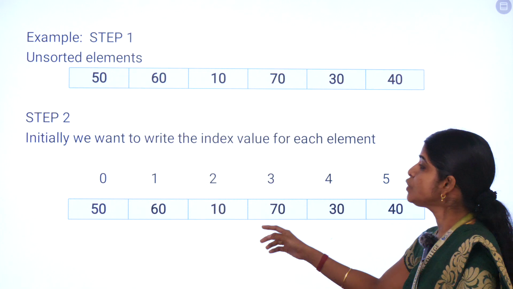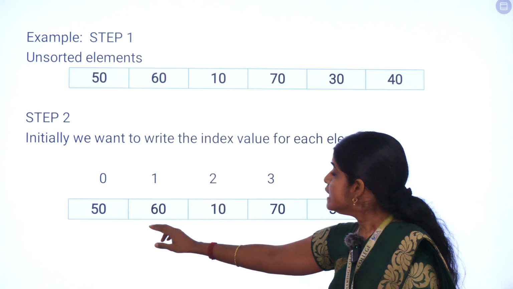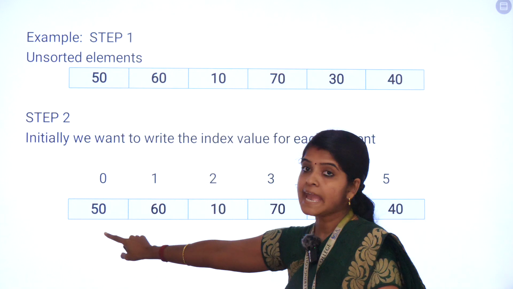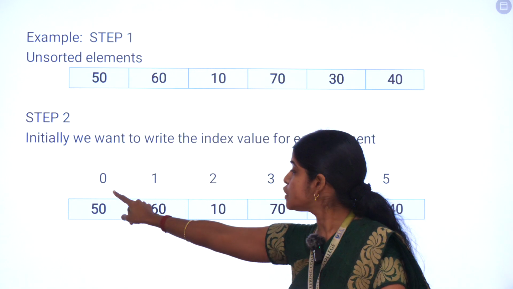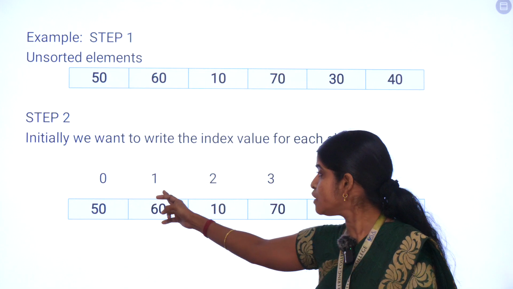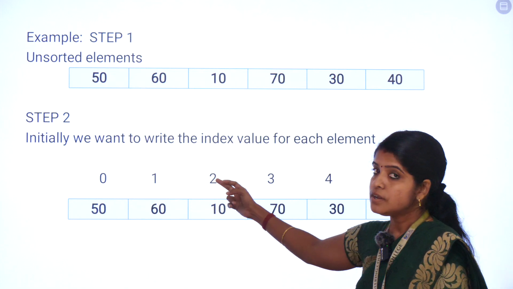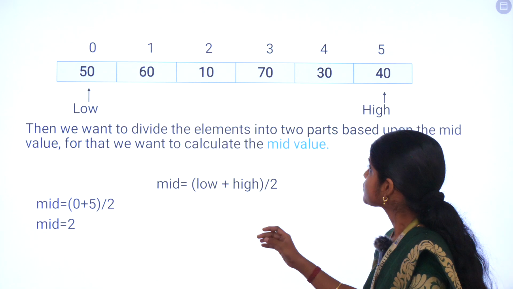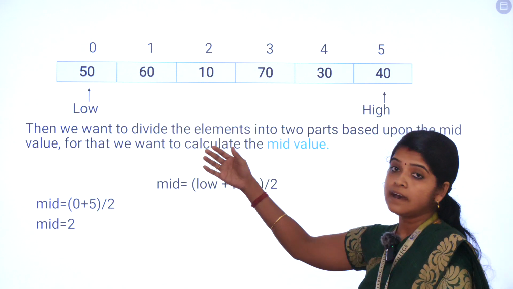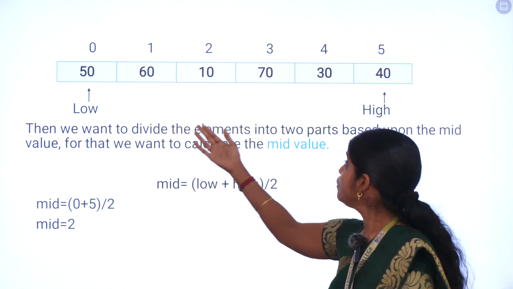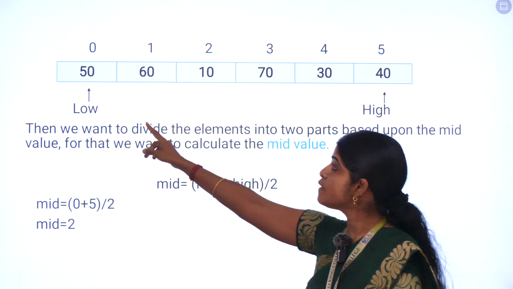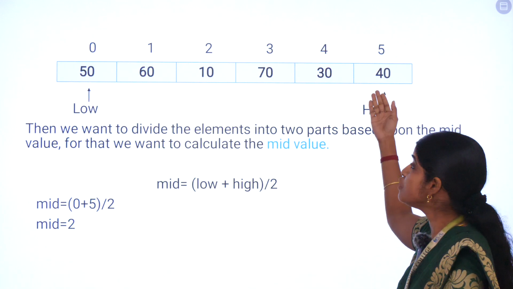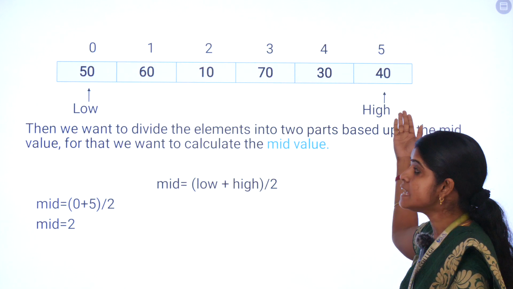After that, we want to write the index value for each element. Our index value will start with 0. For the element 50 the index value is 0, for 60 the index value is 1, and then for 10 the index value is 2, 3, 4 up to 5. Then I have represented the lower bound and higher bound. For the index value 0, I am representing the lower bound, and for the index value 5, I am representing the higher bound.